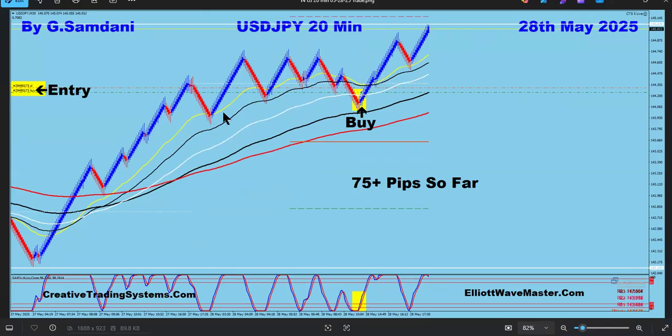Right? I think I had this entry as well, but the thing is that it came down and then took me out at break even. So this one went up to this level, and I said enough is enough. It's a big move, and it made a retrace, right? So 75 pip here, and that's it.